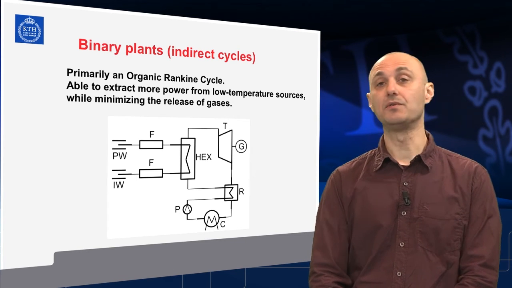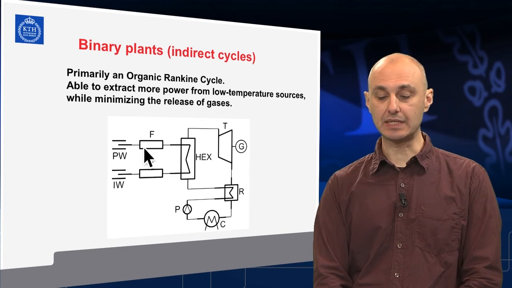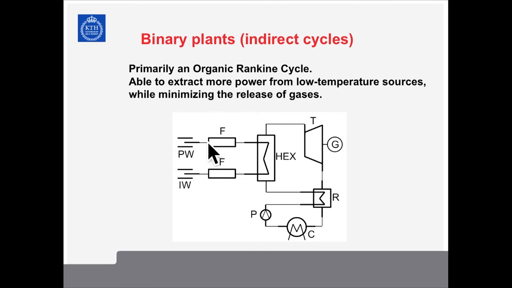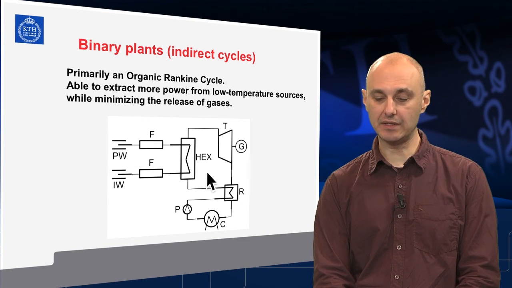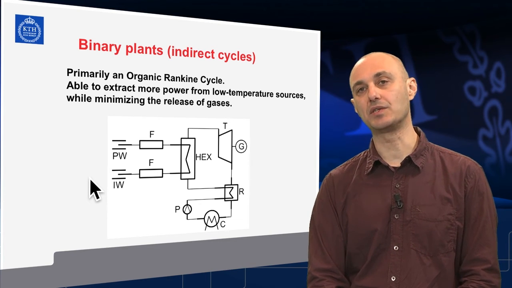Binary plants are also called indirect cycles. In the easiest example, if we draw pressurized fluid from the production well, we might like to avoid completely flashing it. Keep it liquid, simply extract the heat, not just for direct use of heating, but for a power process, and then get rid of it or dispose of it immediately towards the injection well.